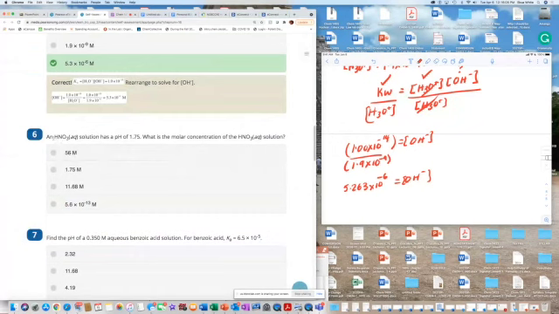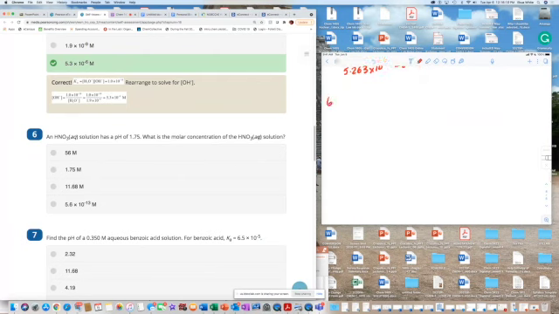Next one. A nitric acid solution has a pH of 1.75. What is the molar concentration of HNO3 aqueous solution? Okay. Number 6. HNO3 aqueous. We know it's an acid, and they gave us its pH as 1.75. Okay. They're asking you what is the molar concentration. So they're asking you what is the concentration of HNO3, right? And when they say molar concentration, they mean in molarity. And if you look at your answer, all the answers are in molarity.